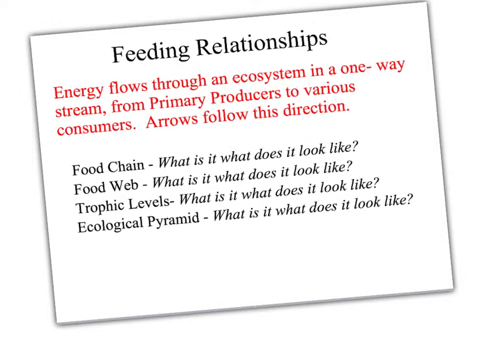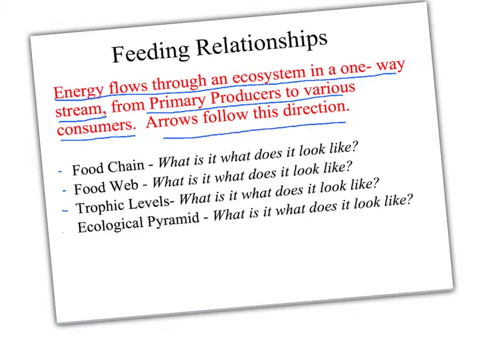When we look at feeding relationships and energy flow, we're going to look at food chains, food webs, trophic levels, and these ecological pyramids. As I said before, our big area of focus today is going to be on the fact that energy flows through an ecosystem in a one-way stream. We go from something called a primary producer to various consumers, and we're going to draw arrows that are going to show this direction.